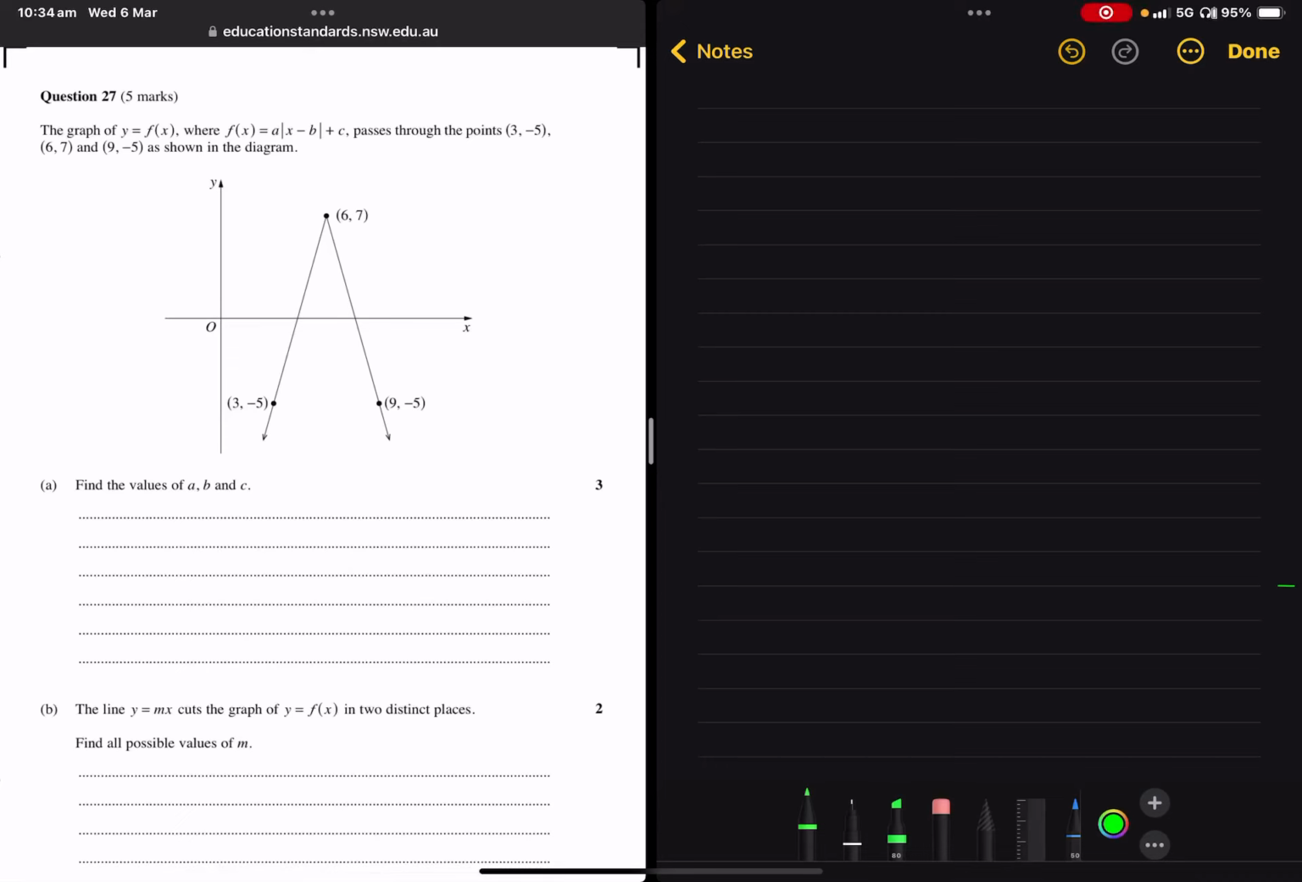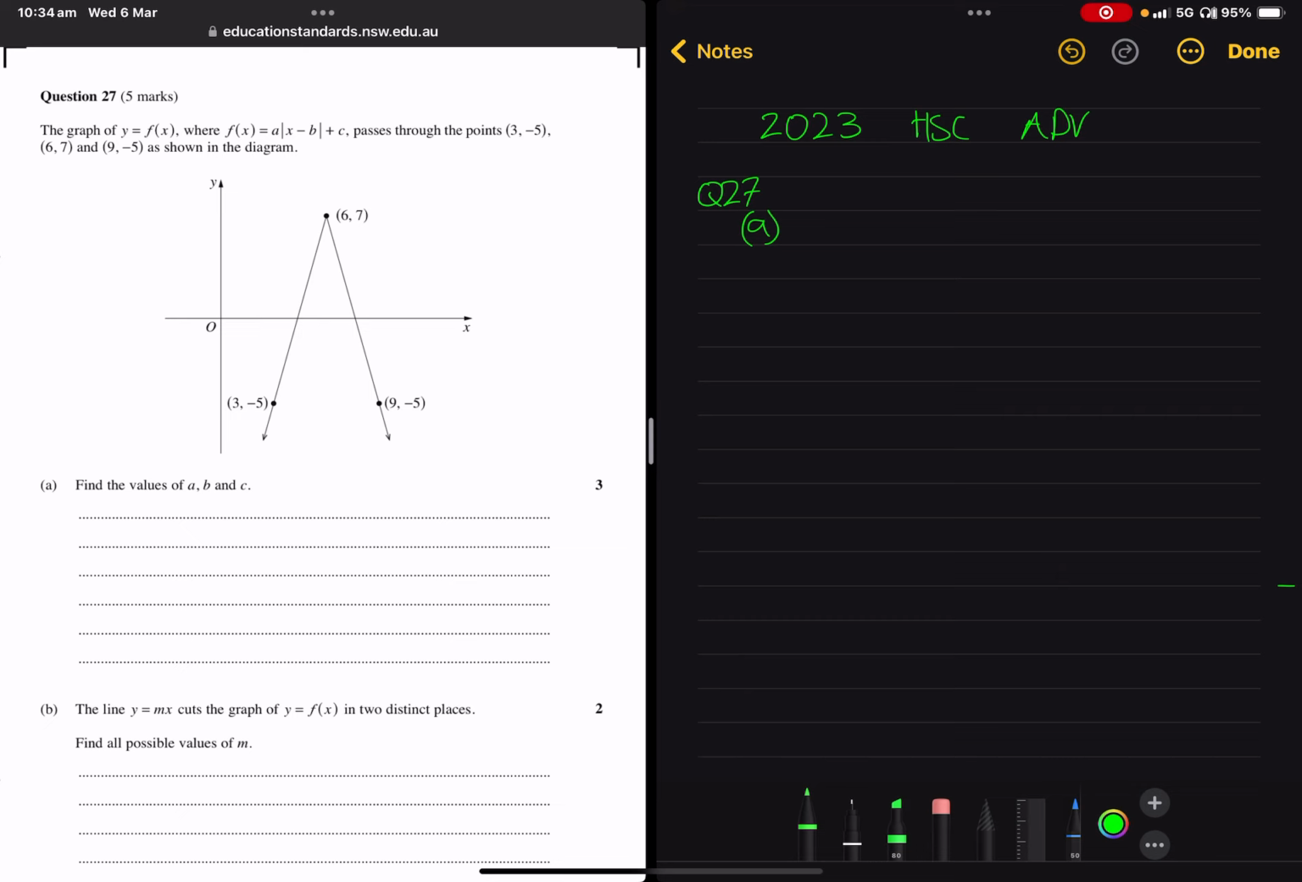Okay, so let's take a look at a question from the 2023 HSC Advanced Maths paper. In this video we're going to have a look at question 27a, just the first part. We're given the graph of some function, y equals f of x. We're told that it's an absolute value function multiplied by a constant added to a constant, and that it passes through a series of points. We've got to find the values of a, b, and c that satisfy this diagram.